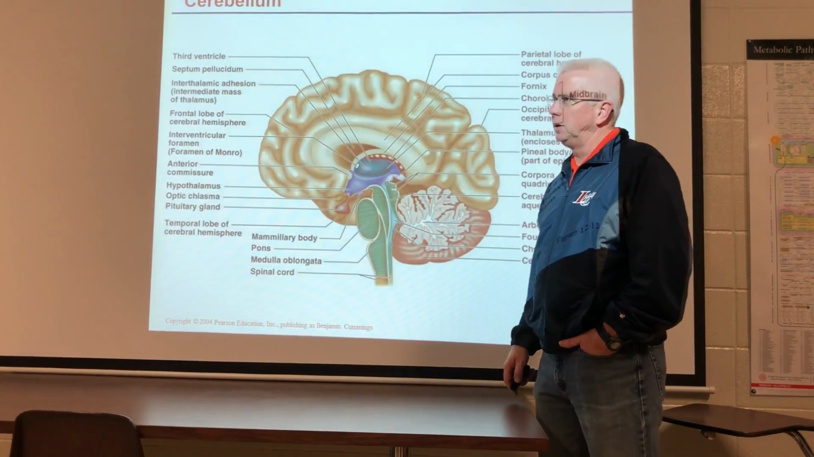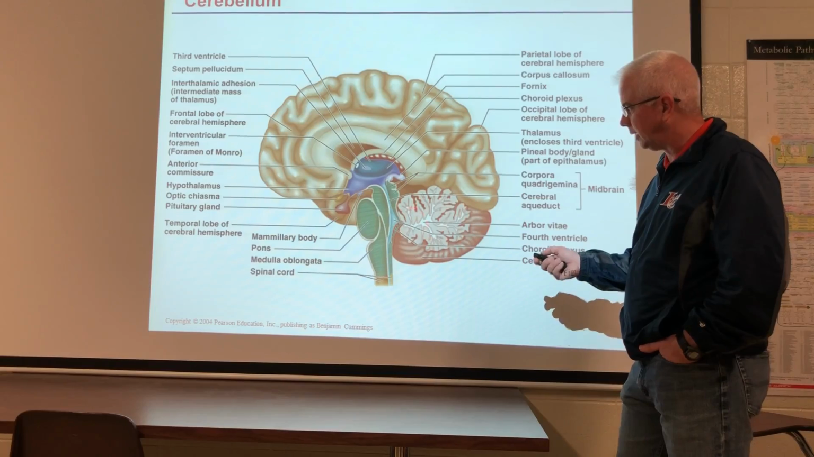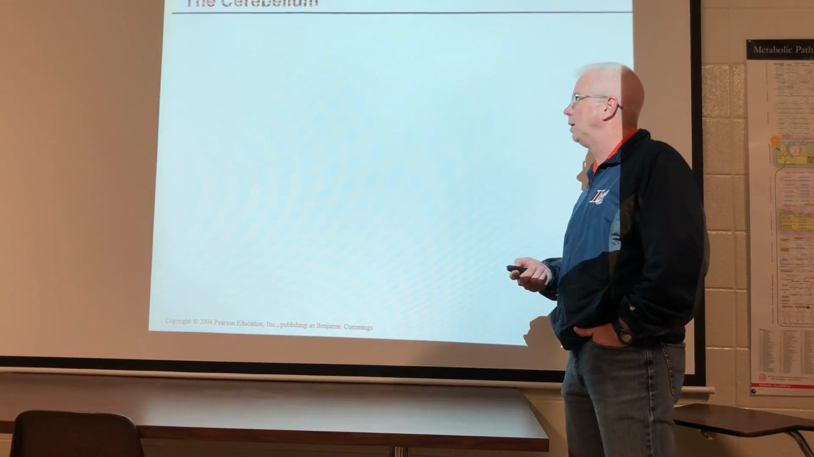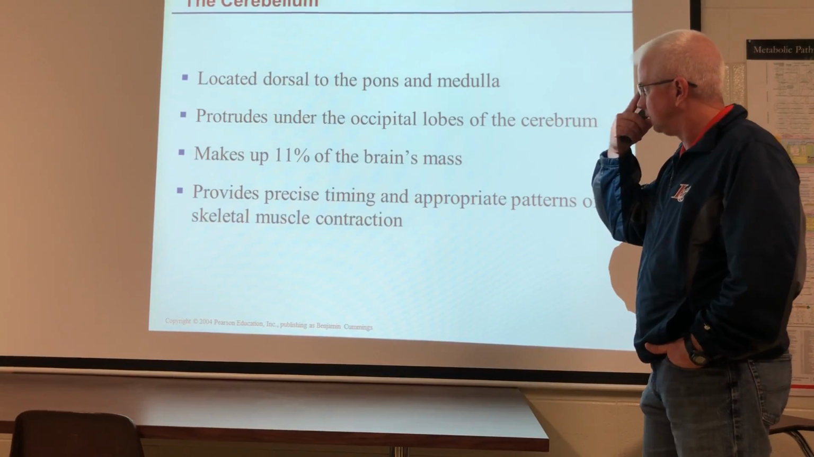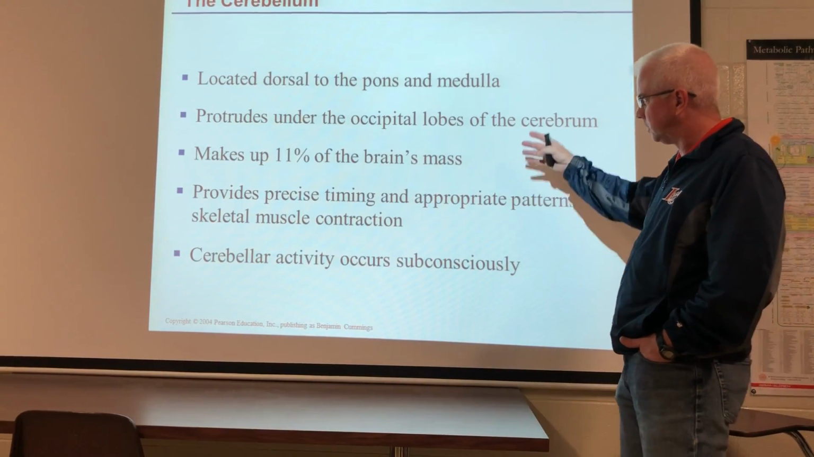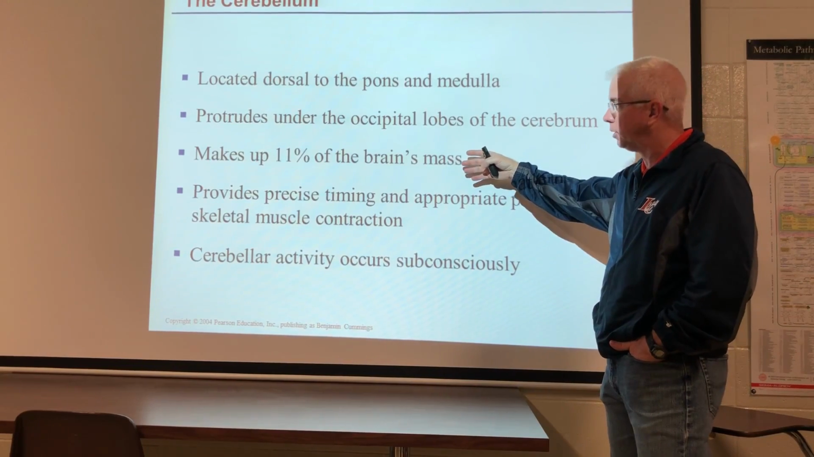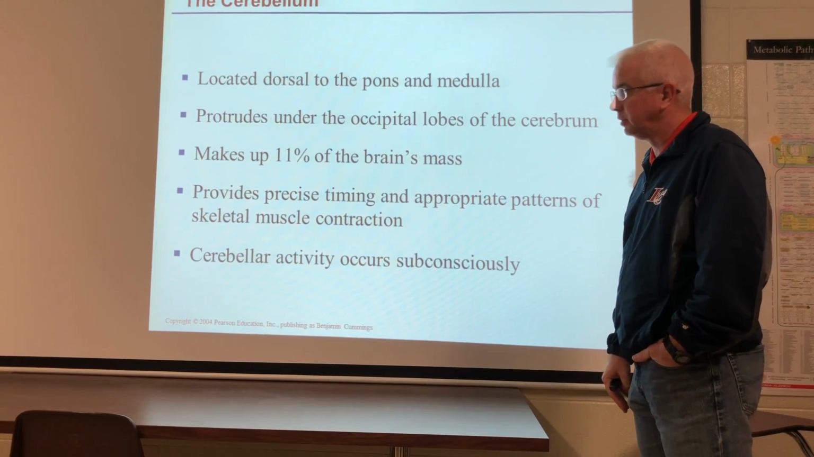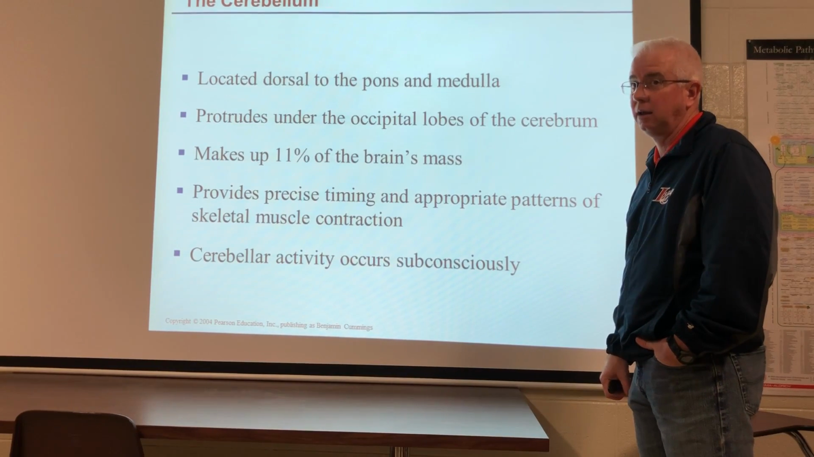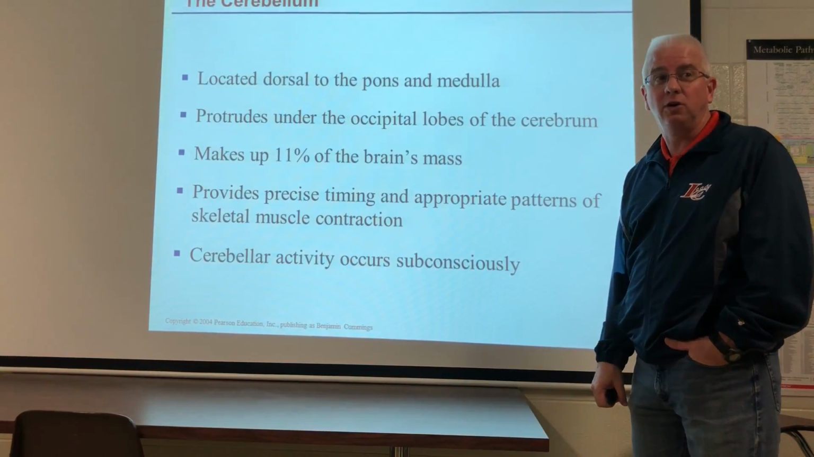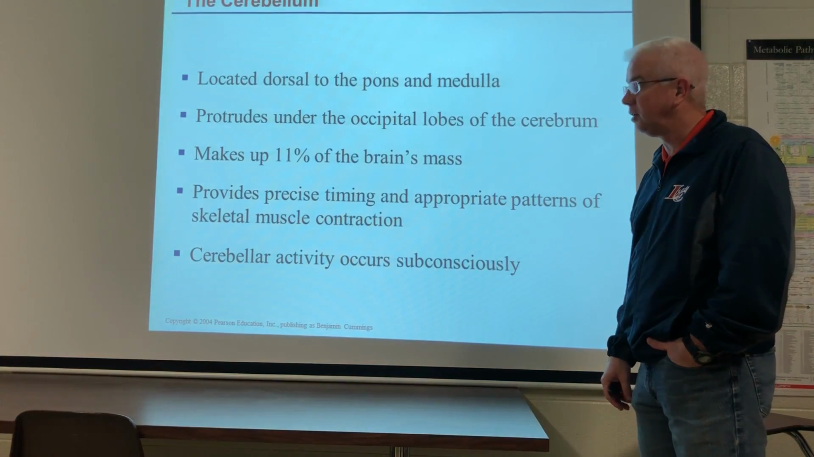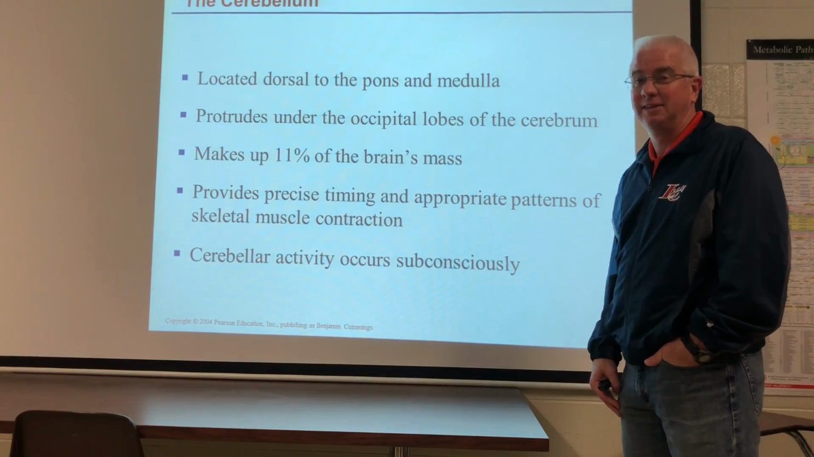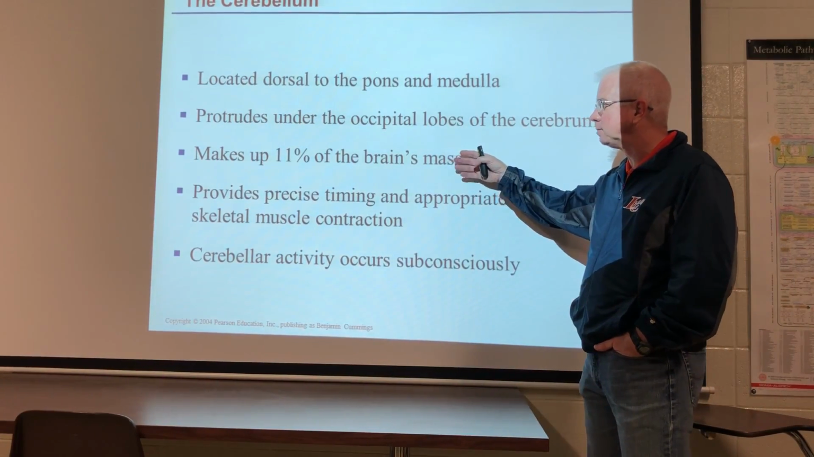All right, the last brain structure to talk about is the cerebellum, and we won't spend a lot of time on it. I have a few things to say about it. It is located dorsal to the pons. It protrudes under the occipital lobes. It makes up a big chunk of brain, right? 83% of the brain is cerebrum, 11% is cerebellum. How much is that? 94. So everything else we've talked about, from the mesencephalon through the brainstem, makes up about 6% of the mass. So the cerebellum is a huge mass.